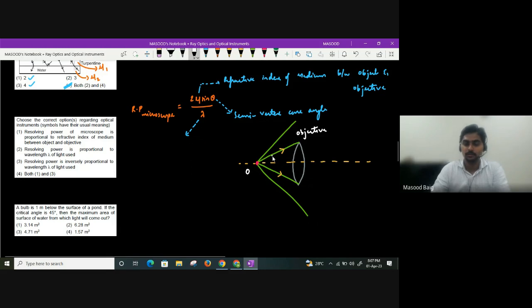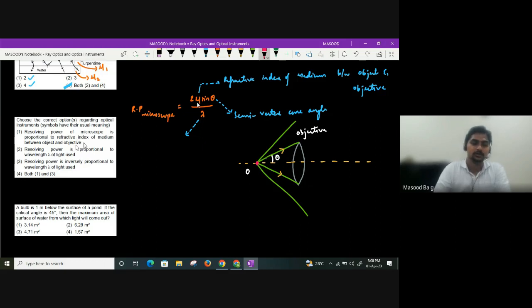So if you look at this diagram, is it in the form of cone or not, guys? Yes, it is in the form of cone. So this total angle will be vertex angle. Half of that angle will be semi-vertex angle, guys. So resolving power of microscope will be directly proportional to mu, directly proportional to theta, and inversely proportional to wavelength. Now let us come back to the statement. Resolving power of microscope is proportional to refractive index of medium between object and objective. Correct statement?